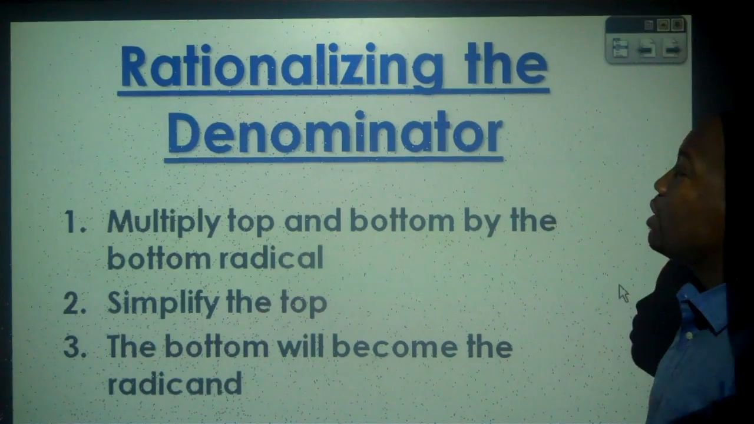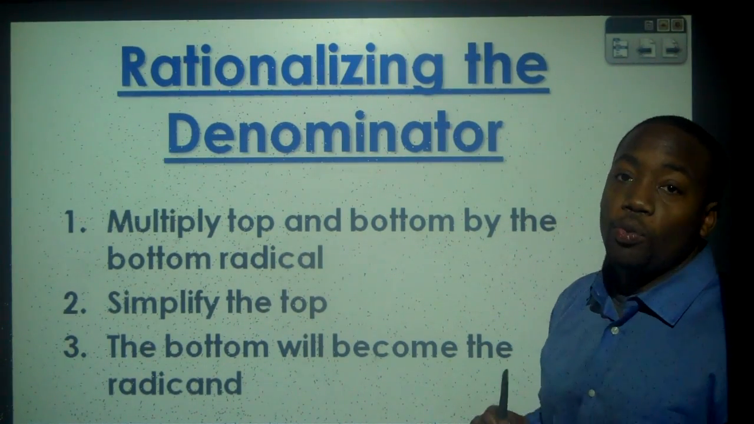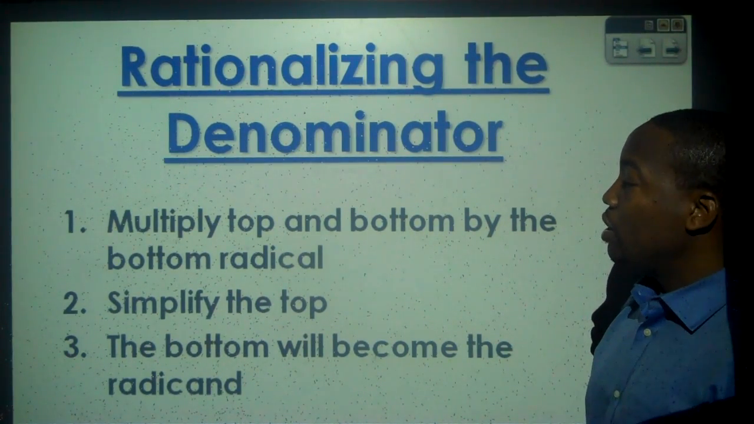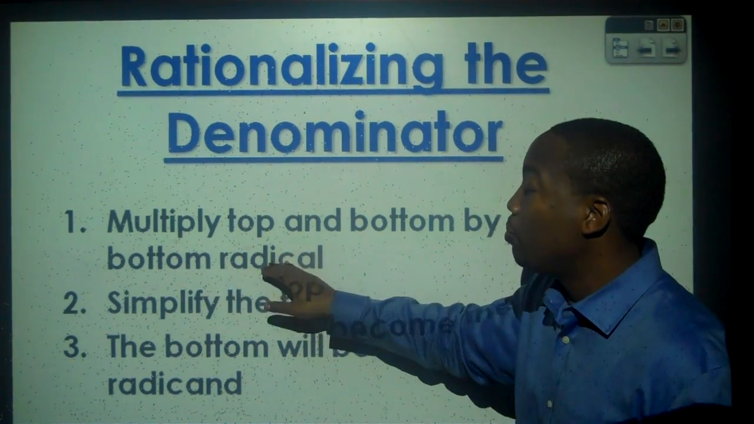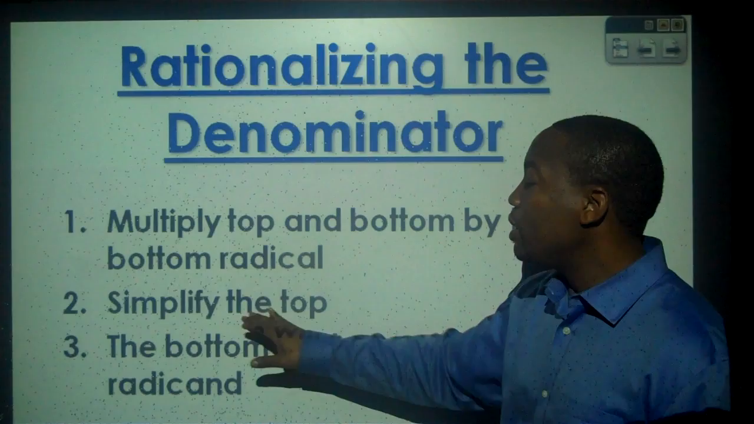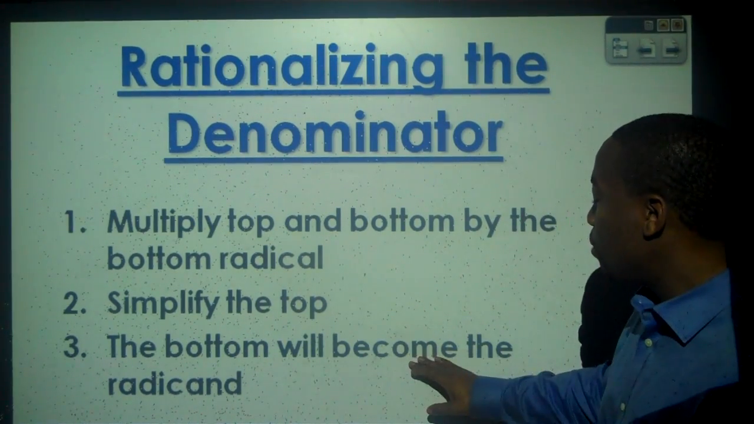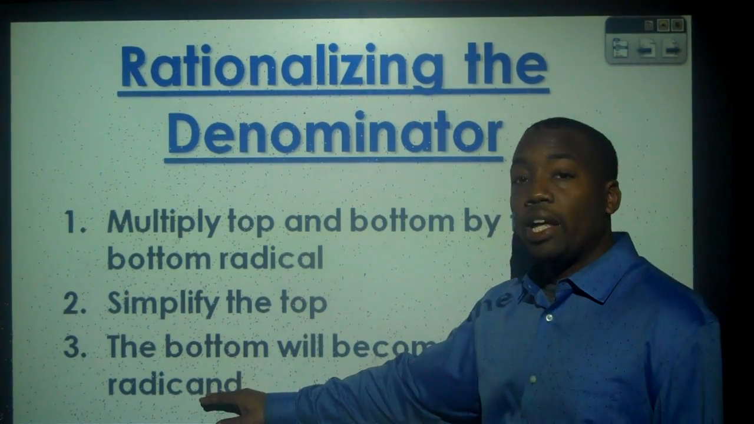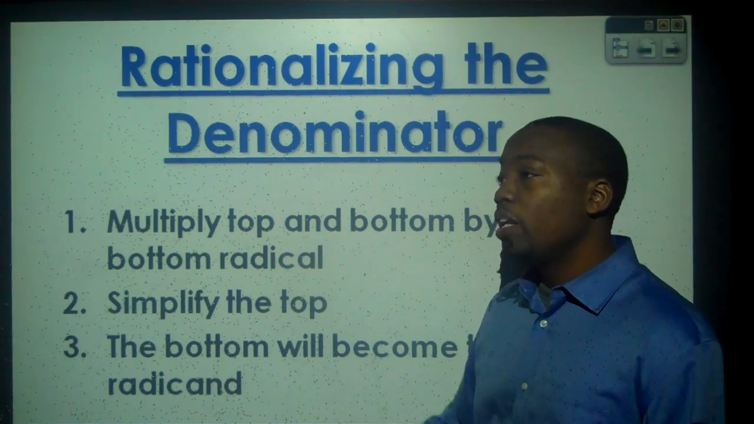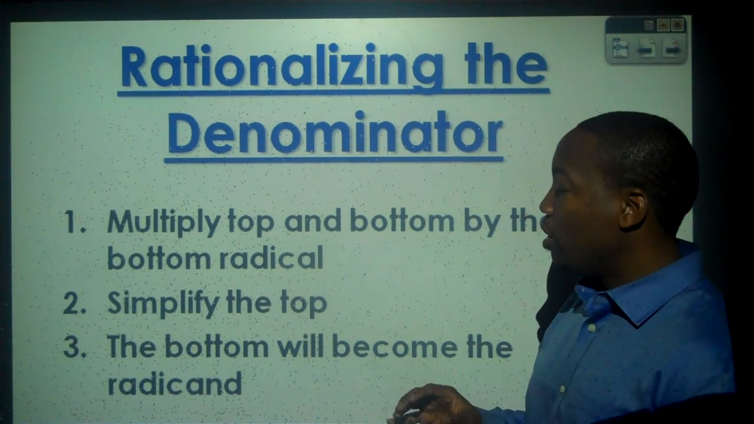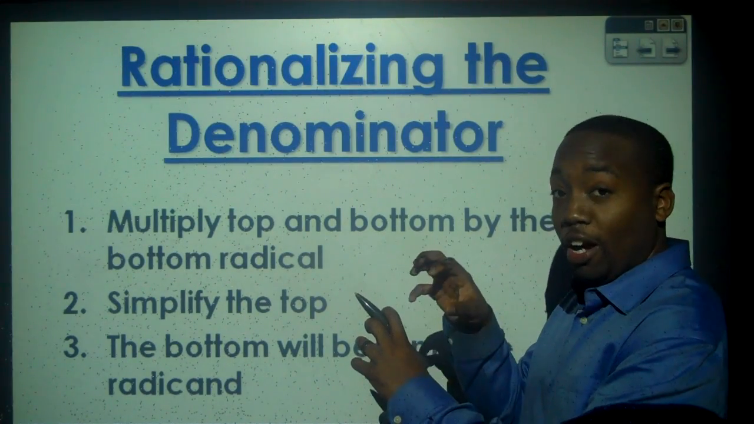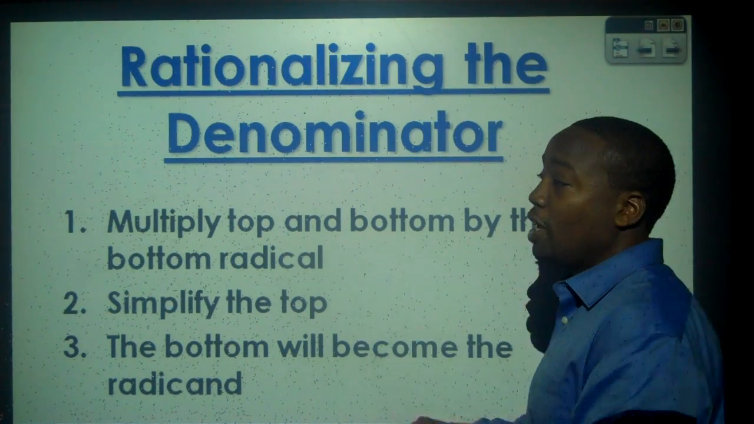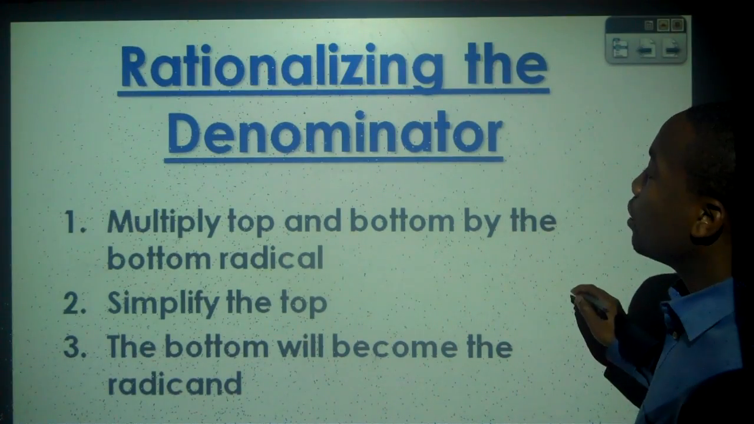So rationalize. Rationalizing only works for the denominator. So you multiply the top and the bottom by the bottom radical, the bottom one. Simplify the top. The bottom will become the radicand. What I mean by that is, when you're multiplying a radical times a radical, it'll actually become the number underneath the radical. And let me show you what I mean by that.